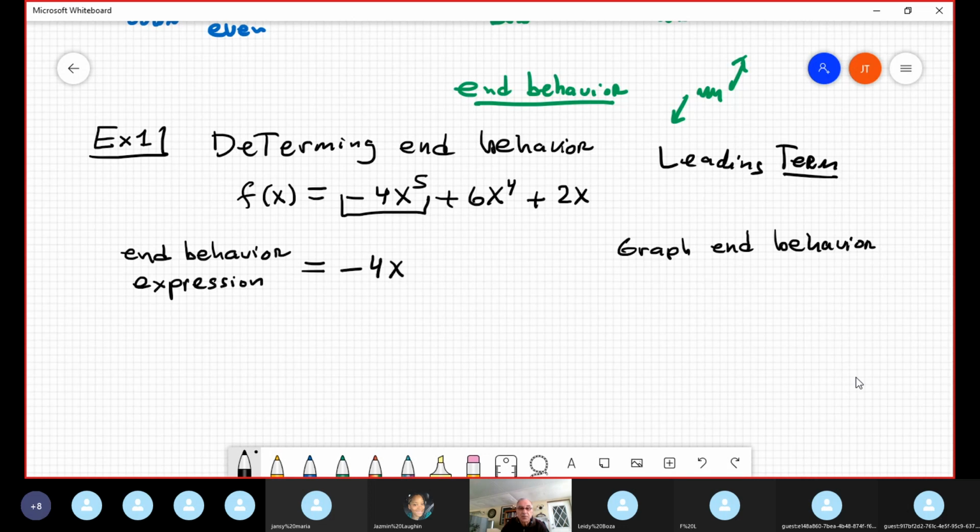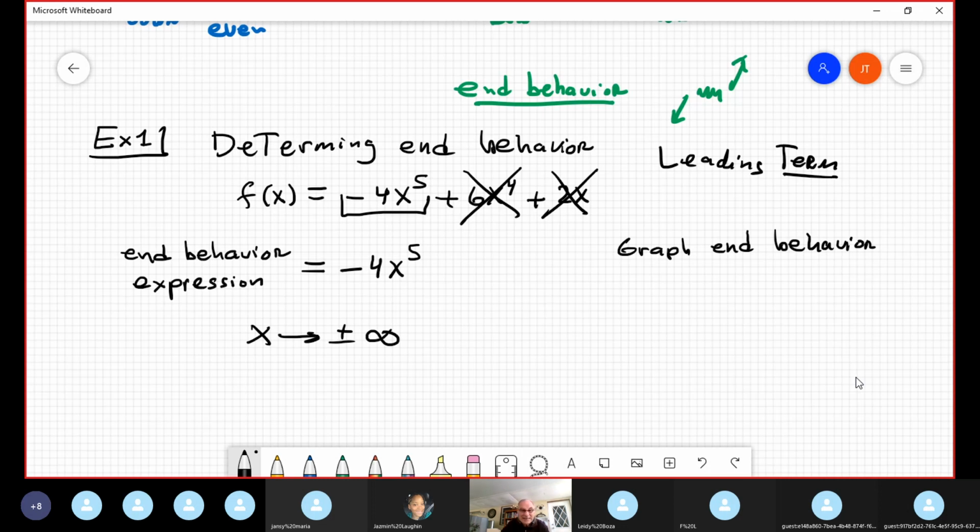Negative 4x to the 5th power. You ignore this and this and this. Why is the reason that you ignore this? Because for the end behavior, you suppose that x approaches positive or negative infinity. In other words, infinity, remember, is not a number. It's a symbol that indicates that it continues forever. So we can interpret it as a huge number, positive or a huge number, negative.